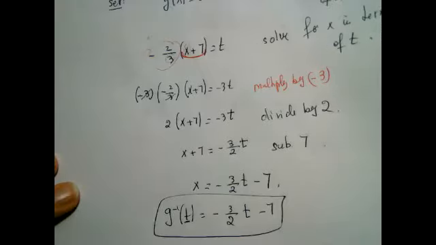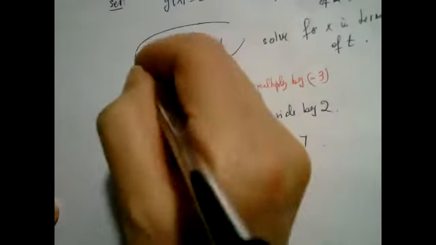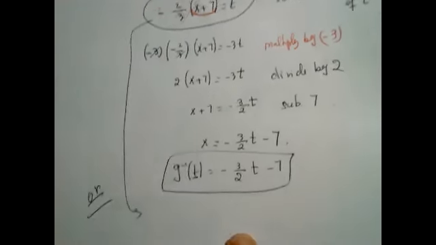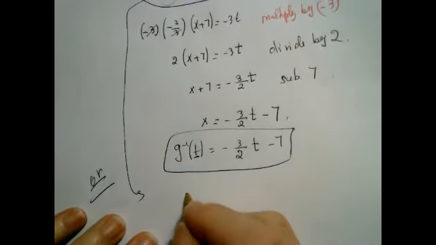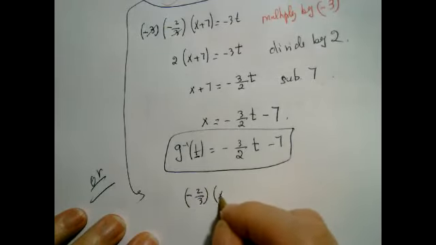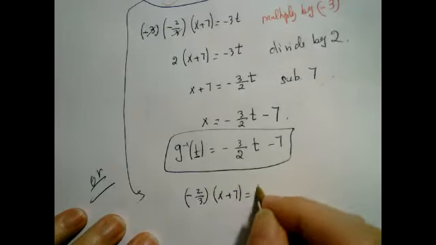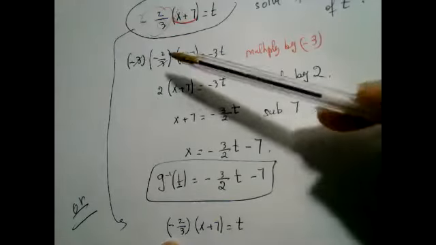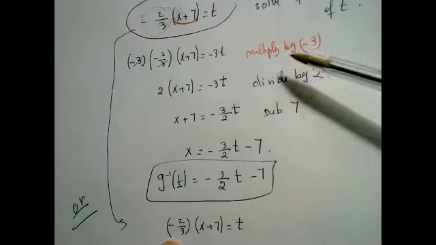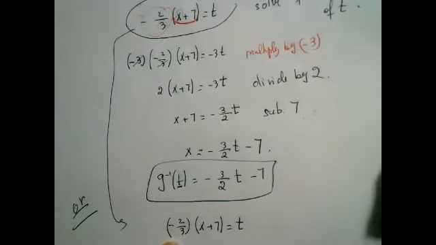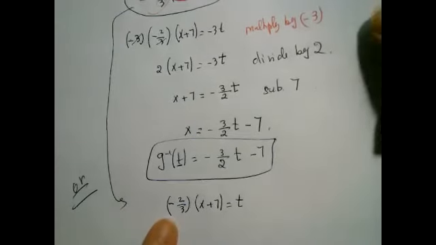Okay. So at this stage, this is just in OR, not different. So I have minus 2/3 times (x plus 7) equal to t. The way I did it, I said, okay, first we divide by minus 3, and then we divide by 2. Another way is that we can do both operations at once in the following way.